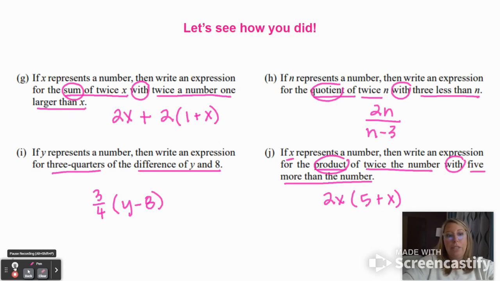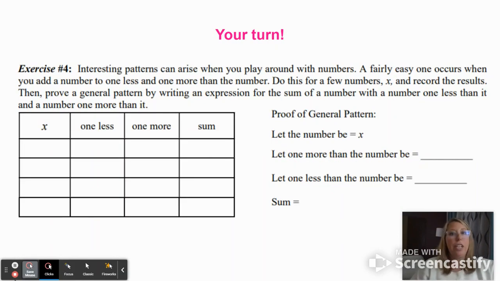Let's move on to the next section. All right, this is your challenge zone. Exercise 4. You're going to fill out the chart, first by picking a number. I will get you started just to make sure you understand how to do it. So it wants you to pick numbers, assign numbers to X, and then fill out this chart.